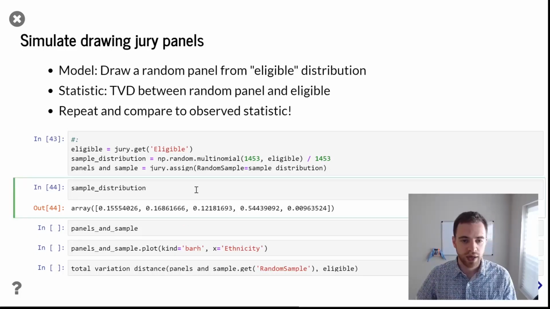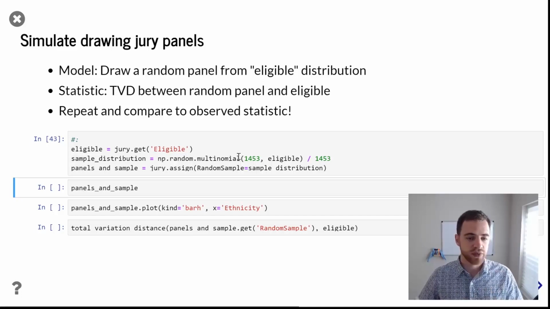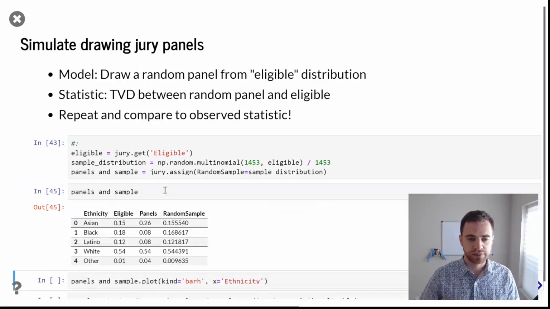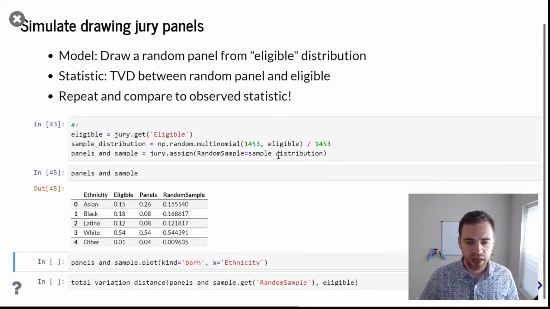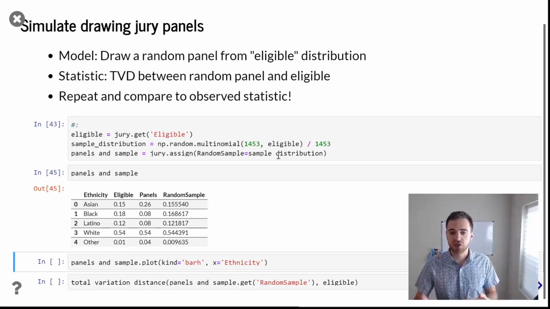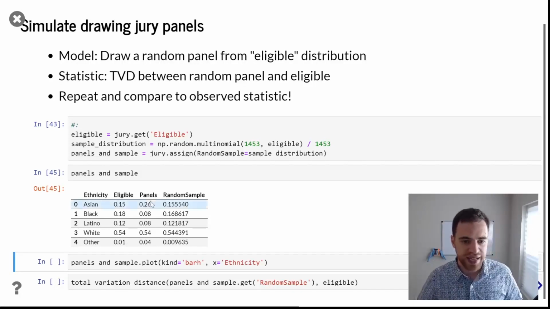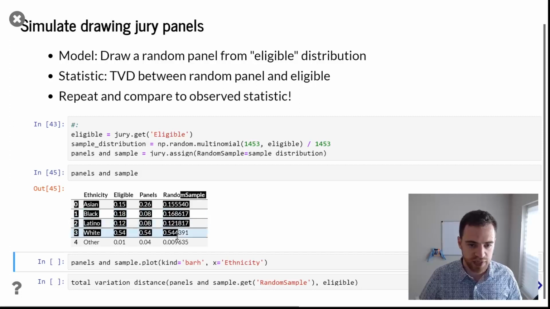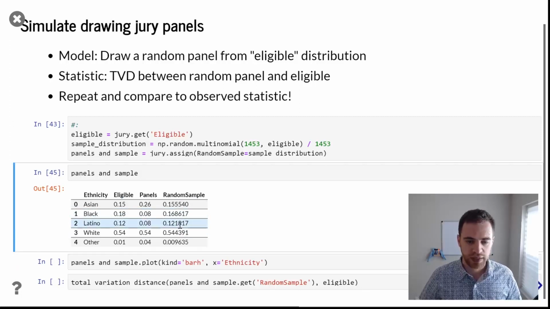Okay, so I'm just going to take the result and assign it back to a table here. And remember, what I'm trying to do is do this over and over and over again and take the difference between my random sample and the eligible population. Because what I'm trying to figure out is what is a typical TVD distance between a sample and the population.